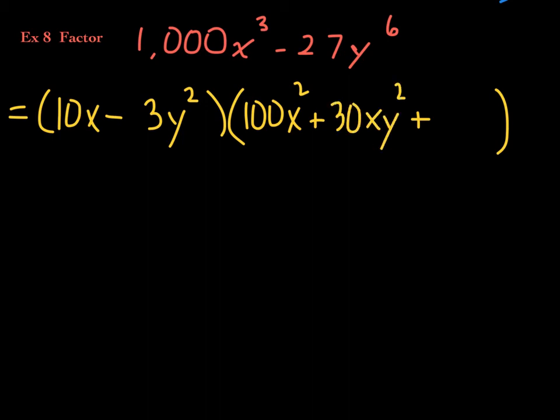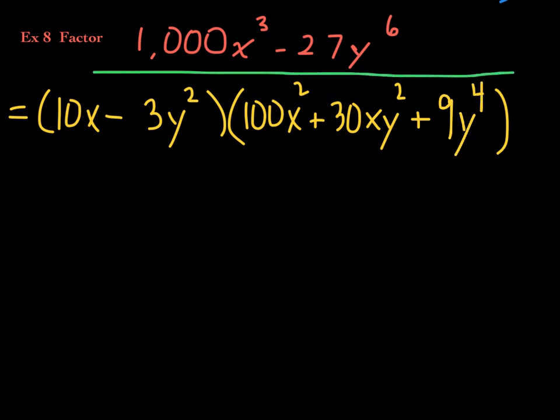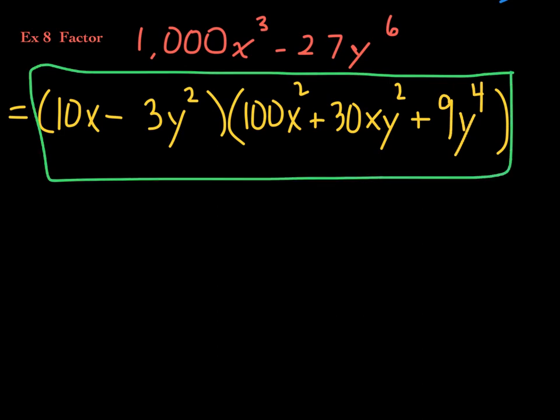The last term is the square of 3y squared. Be careful, square 3 and square y squared. That will give you 9y to the 4th power. And this is the complete factorization for this difference of two cubes.